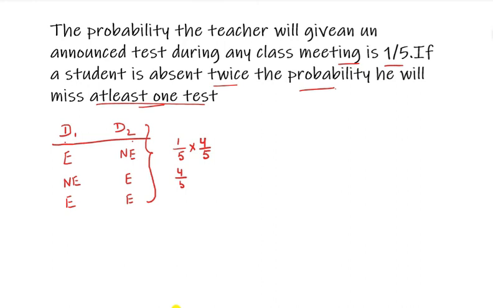Here the teacher not conducting the exam is 4 by 5, conducting the exam is 1 by 5. Here the teacher is conducting the exam, second day also she is conducting the exam. This is the answer for 9 by 25, the probability the student misses at least one test.